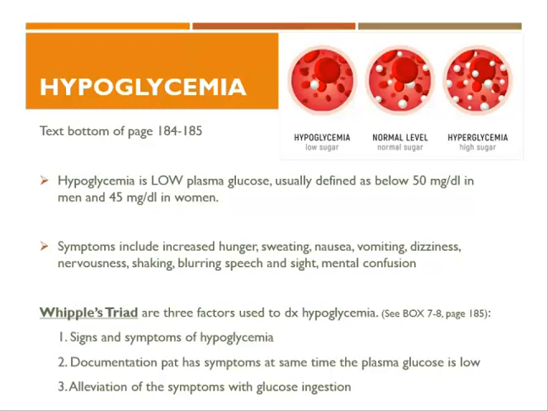We have a method to help diagnose hypoglycemia. It's called the Whipple triad, and it's 3 factors that are used to help diagnose hypoglycemia. The first is that the signs and symptoms of hypoglycemia are being shown. Also, there's documentation that the patient has symptoms at the same time that the plasma glucose is low. And then, of course, the third and final factor is there's alleviation of symptoms of hypoglycemia with the ingestion of glucose.